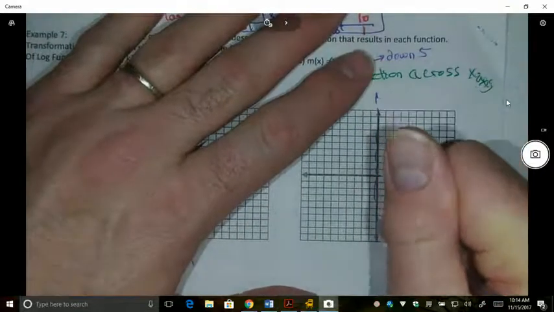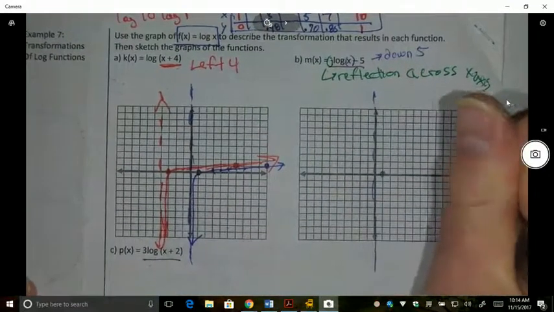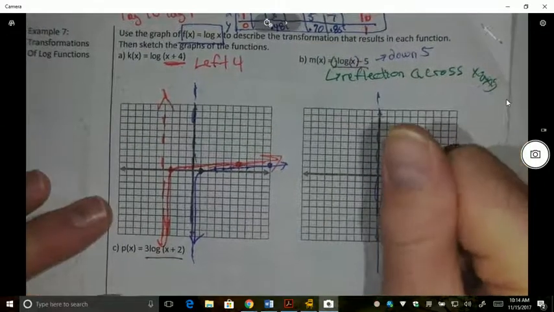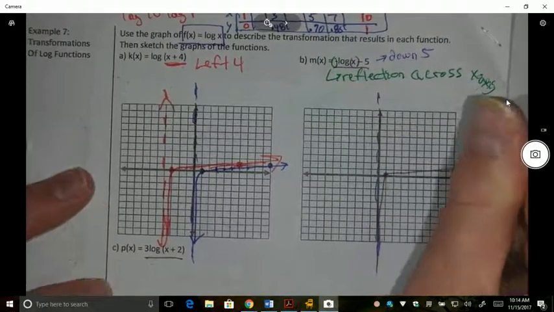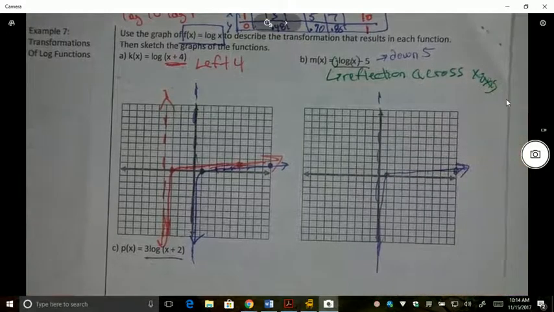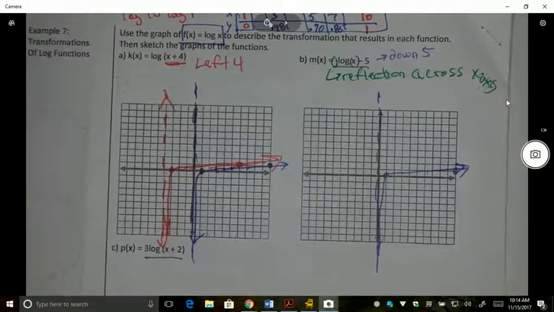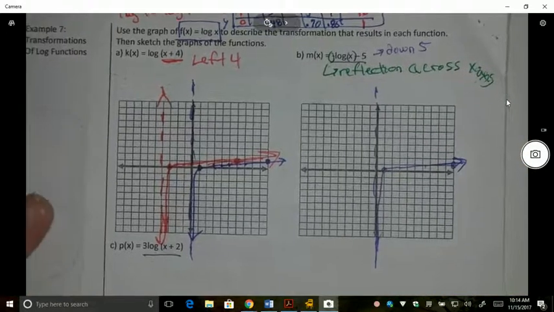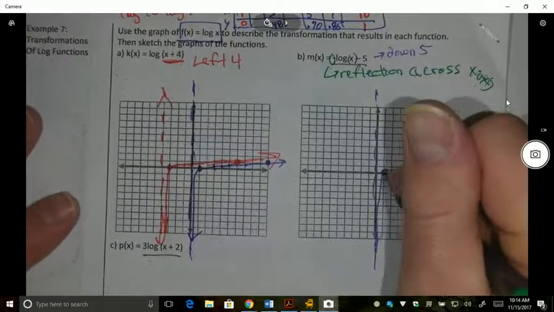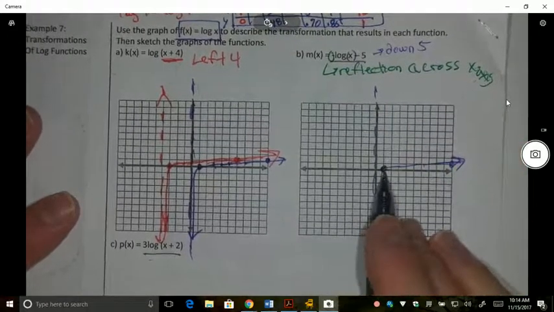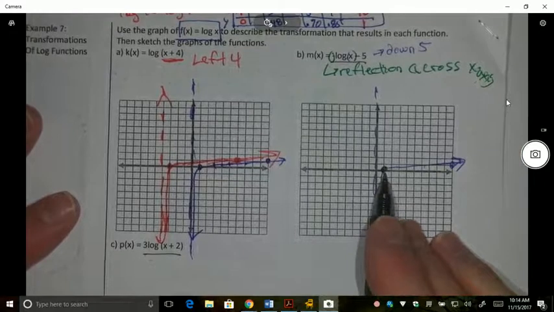So we're going to take our original parent function, and I'm just going to do a quick plot of the vertical asymptote, 1, 0, and 10, 1, and just kind of do a rough sketch, because that's all it asked for anyhow. Well, that's not a very good sketch, but whatever. We're going to reflect it across the x-axis. Well, what's going to happen to this point right here that's sitting on the x-axis? It's going to stay there.